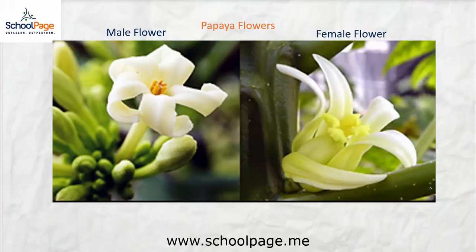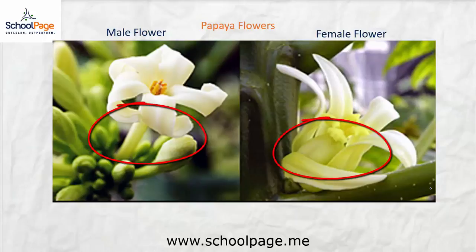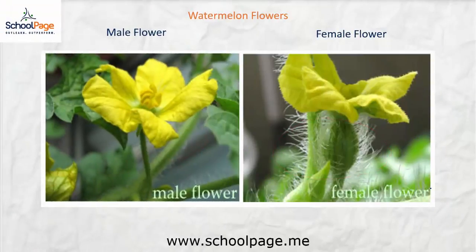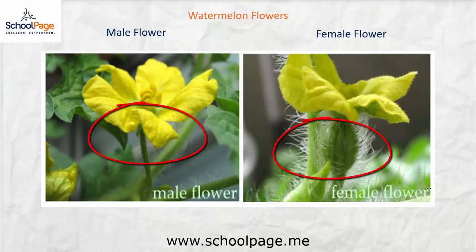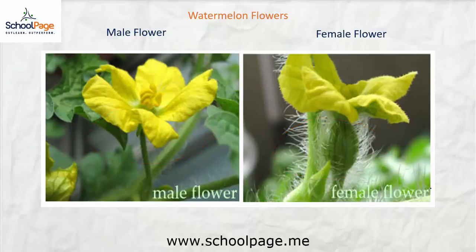Here is an example for unisexual flower, the papaya flowers. We can clearly see the difference in their structure. Watermelon flowers, another example. The difference becomes very obvious in this case. We can see the bulged ovary in the female flower. So far we understood that flowers are the reproductive organs of angiosperms. And we also understood that flowers can be unisexual with male and female flowers being separate, or they can be bisexual with male and female reproductive organs in the same flower, like for example a hibiscus flower.